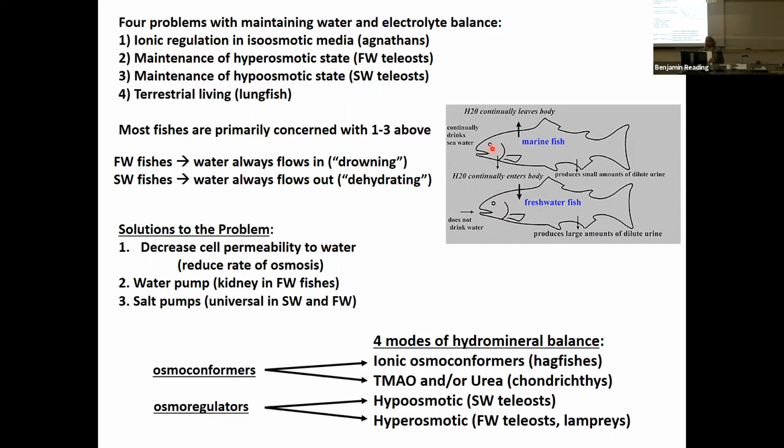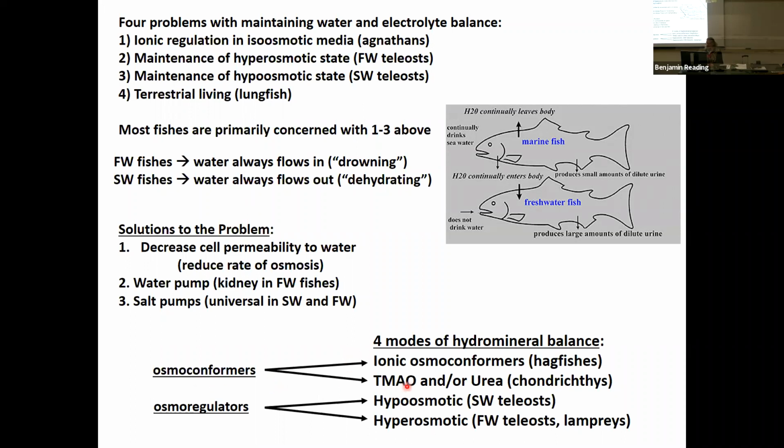So when we look at these solutions, there are four different modes of what we call hydromineral balance. Again, osmoregulation. There are what we call the osmoconformers. This includes the agnathans, the hagfish, family Myxinidae. They're what we call ionic osmoconformers. They actually don't worry about blood water balance because their blood plasma has the same osmolality as seawater, meaning that water is not going to flow down its concentration gradient. It doesn't go anywhere because it's the same concentration on both sides, inside and outside of the hagfish.